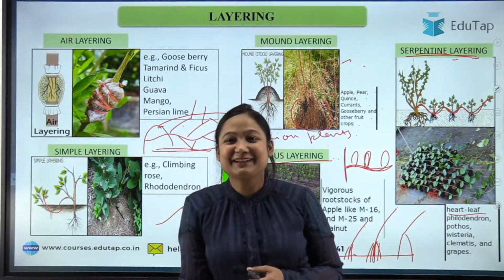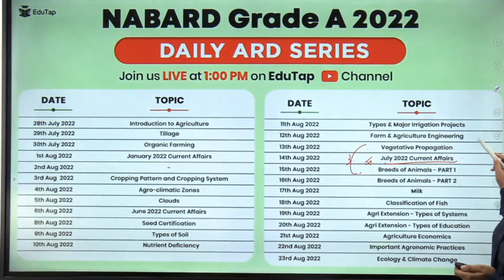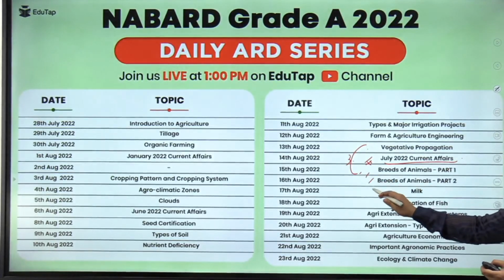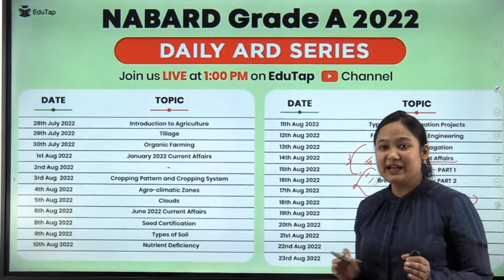Fisheries, of course, we will take the classes, don't worry, as you can see in the timetable too. So once we are done with vegetative propagation and breeding, then again animal husbandry will be there. And then we will study the classification of fish.